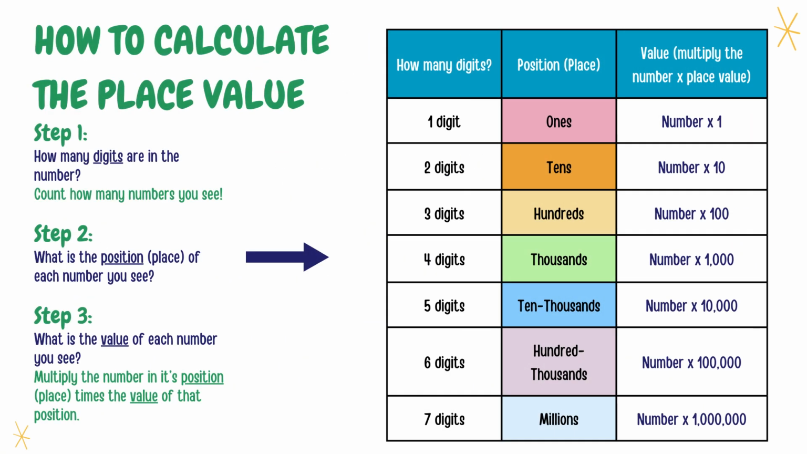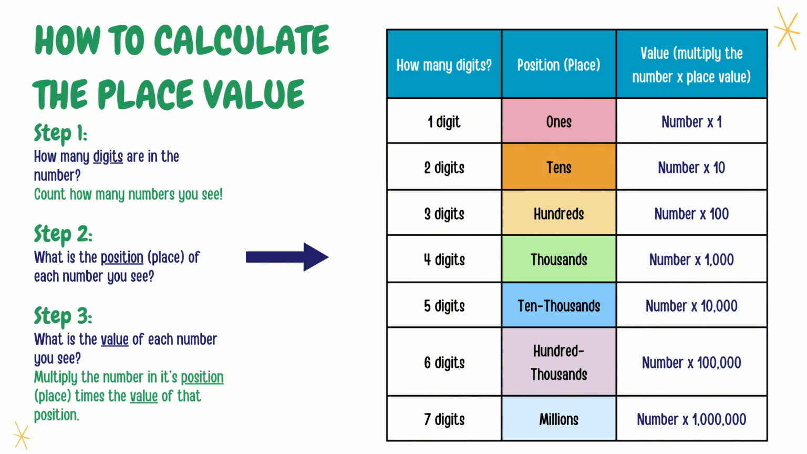So now that we have our steps to find place value, let's calculate the place value. First you want to look at the number. How many digits do you see? If you see one digit, it will automatically fall into the ones place. If you see two digits, it falls into the tens place, and so on and so forth. Again, for this video, we'll be going up to 7 digits only.